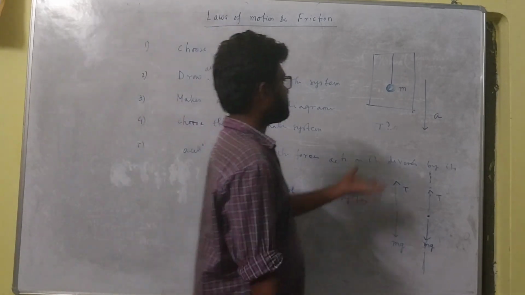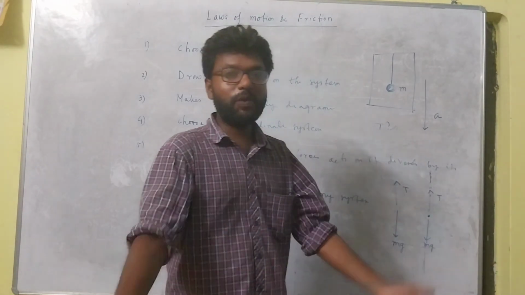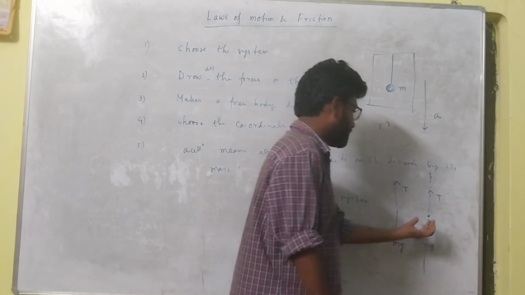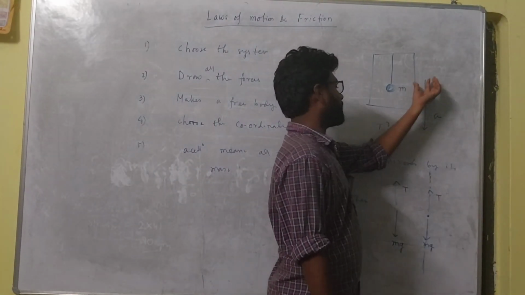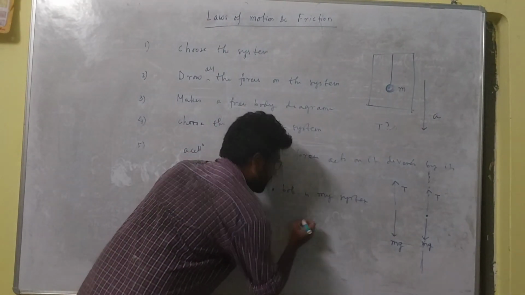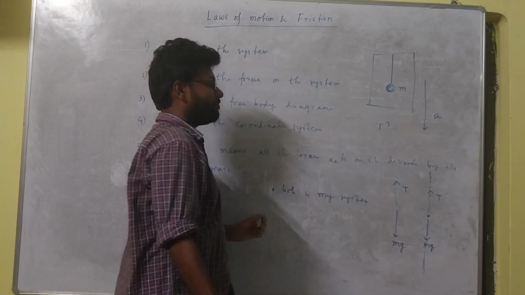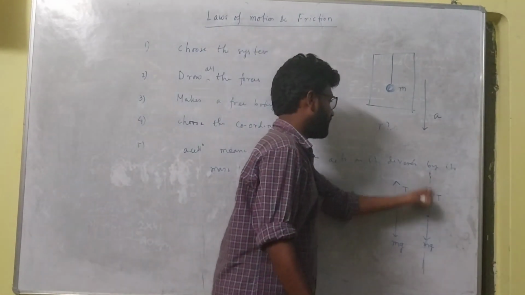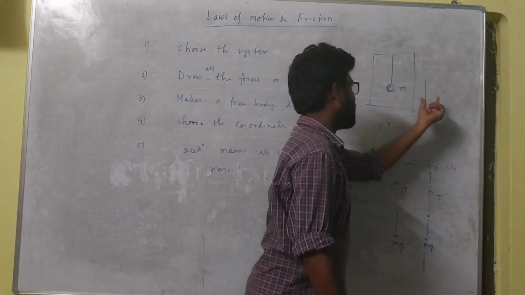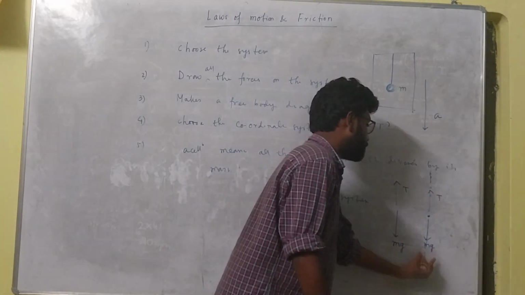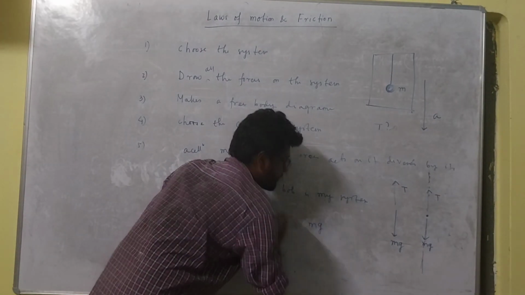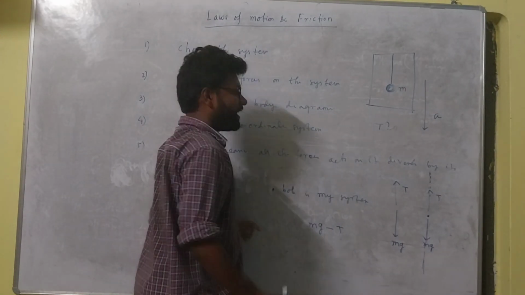Now just imagine the block goes downward. Now which force acts larger? Of course mg, because mg is downward and the block goes downward. If the block goes downward, then mg will be greater than tension, right? Because mg is downward, tension is upward. So mg should be greater than tension, right? So mg minus T. Why the minus T?